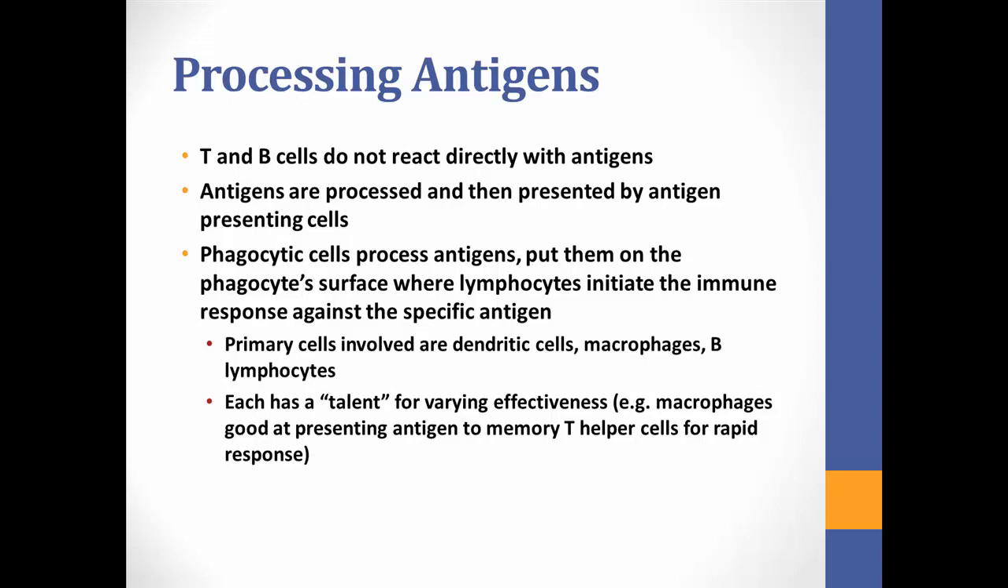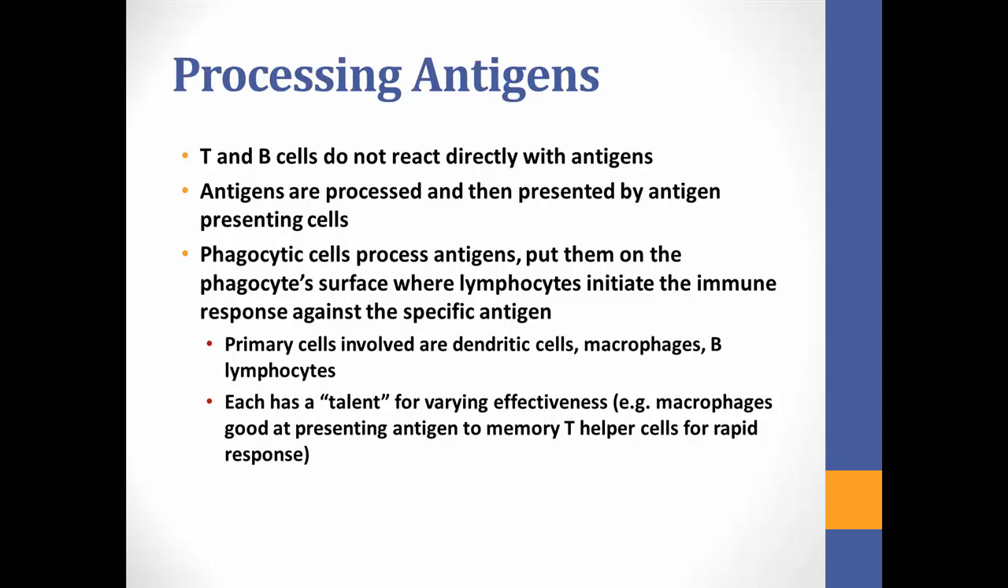How then do we process antigens? Remember, once again, T cells and B cells don't react directly with antigens. They do other things. Antigens are processed and then presented by antigen-presenting cells, like macrophages. Phagocytic cells process those antigens. After they process the antigen, they put them on the phagocyte surface, where lymphocytes then initiate the immune response against the specific antigen. That's why we call them presenting cells.